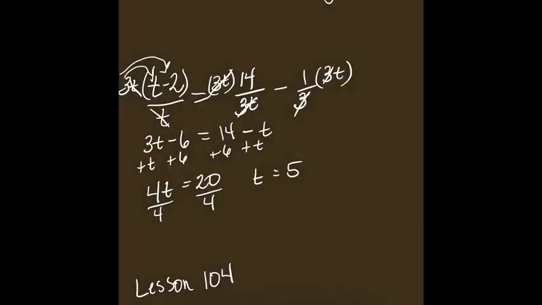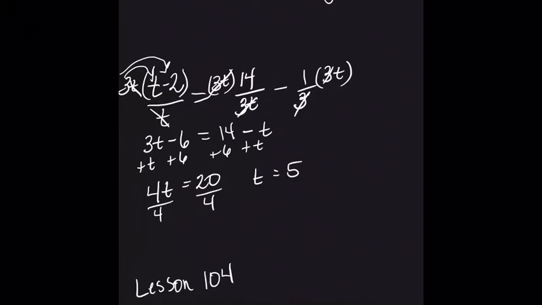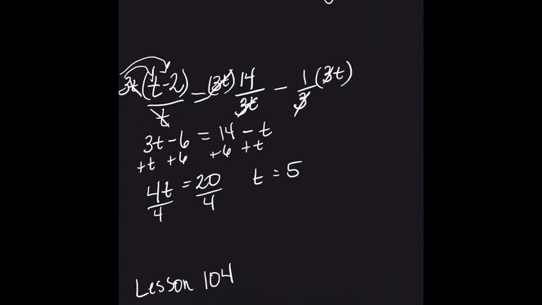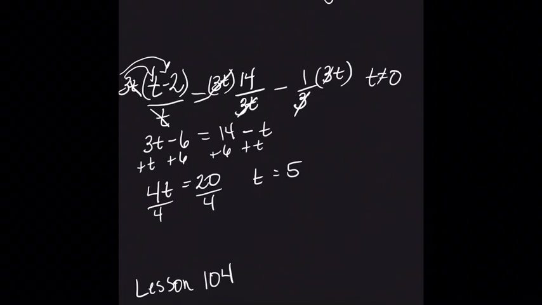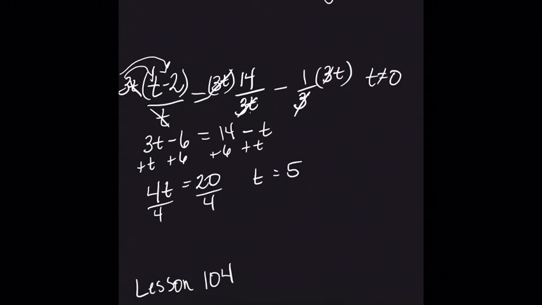Just looking back at this one that we just solved, if we substitute 5 back in, we will make both sides of the equation equal. But what is something that t could not have been? Could t have been 0? t could not have equaled 0 because we have a t in the denominator, and division by 0 is undefined.